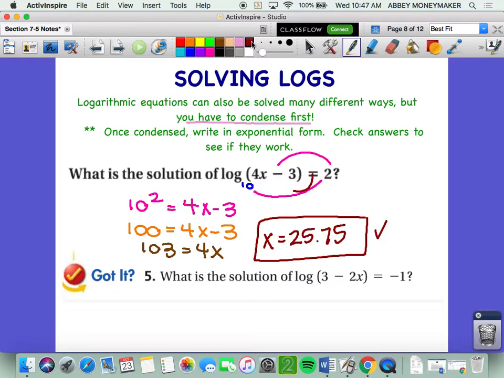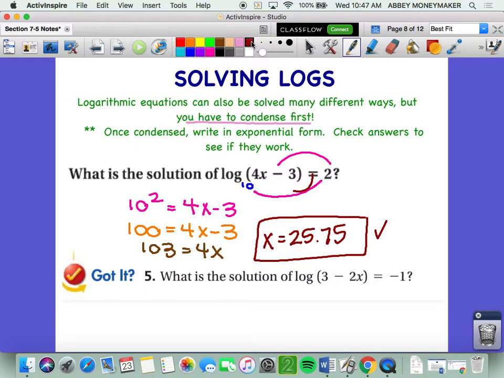Because when you look at the exponential, like if you look at the inverse, it never goes to 0. And so when you look at the log, it will never be anything less than or equal to 0. It just can't happen. Okay, here we go. Let's look at another one.